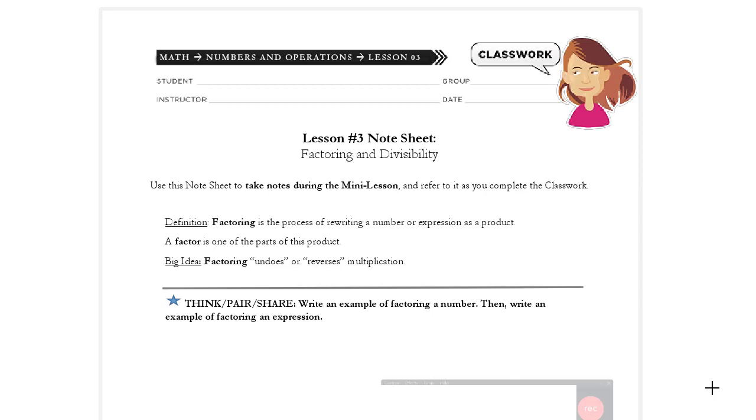During the last lesson, we discussed the distributive property, and today we're going to build on that idea. We're going to talk a little bit about factoring and divisibility and the relationship between factoring and divisibility.